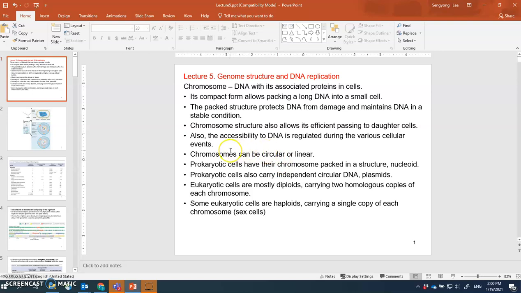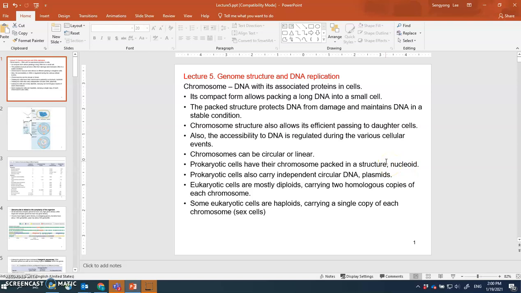We'll talk about all those processes. And a chromosome can be circular or linear, meaning a lot of prokaryotic cells have a circular DNA structure. We'll talk about it. But a lot of eukaryotic cells have a linear DNA structure. Linear means there's one end and the other end. And prokaryotic cells have their chromosomes packed in a structure called a nucleoid. That's a special term describing the chromosome-like structure in the prokaryotic cell. You don't call them chromosomes, instead you call them a nucleoid.